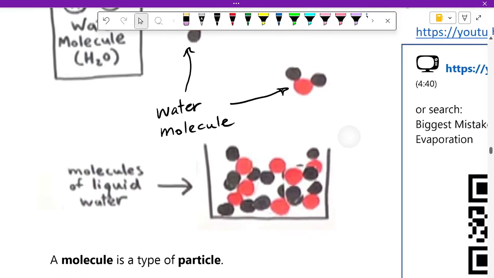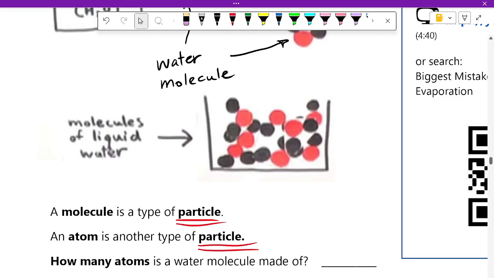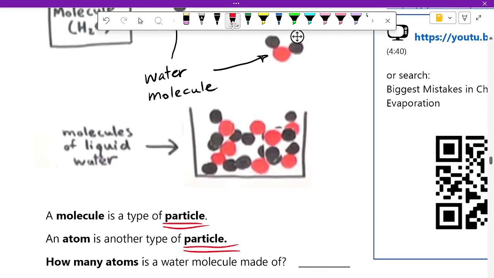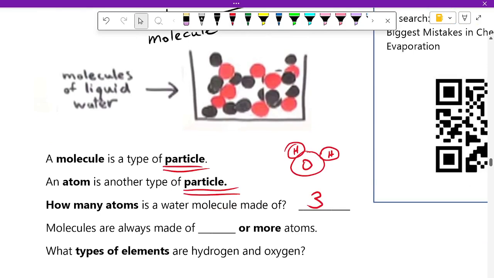So a molecule is a type of particle. An atom is another type of particle. How many atoms are in a water molecule? 3. Molecules are always made of 2 or more atoms.